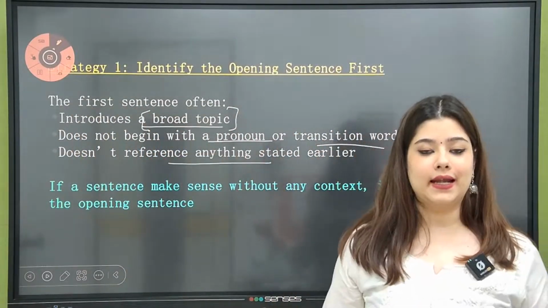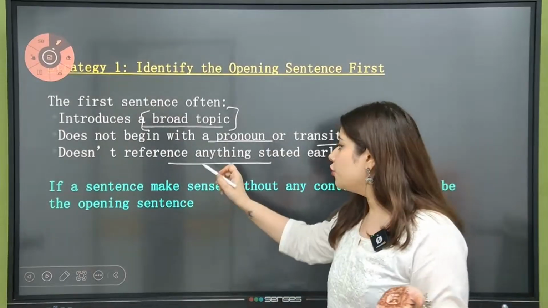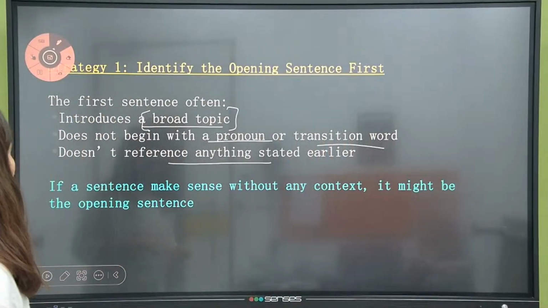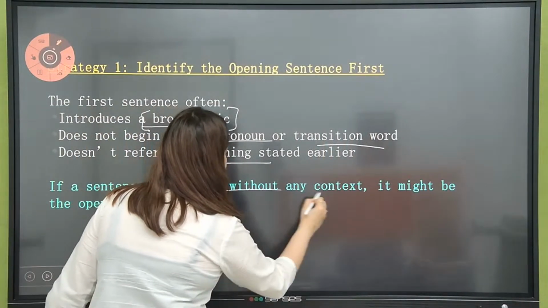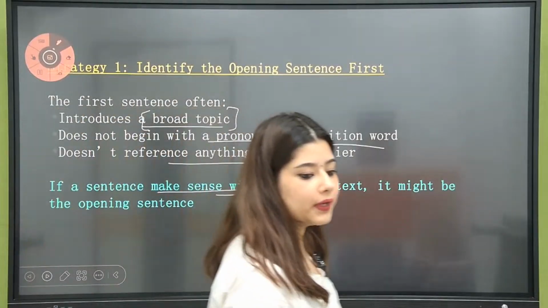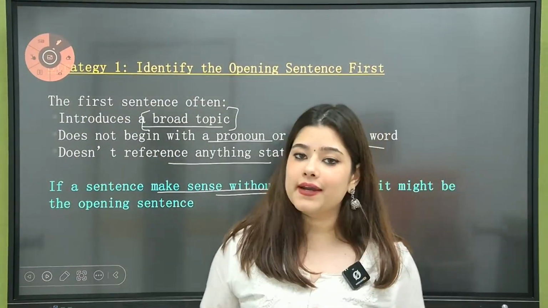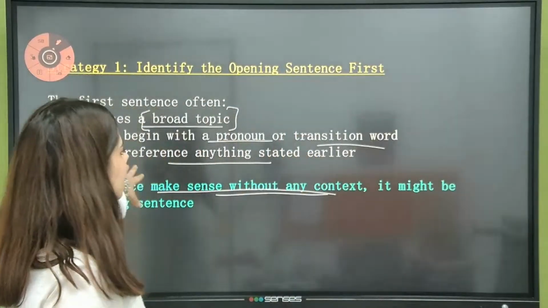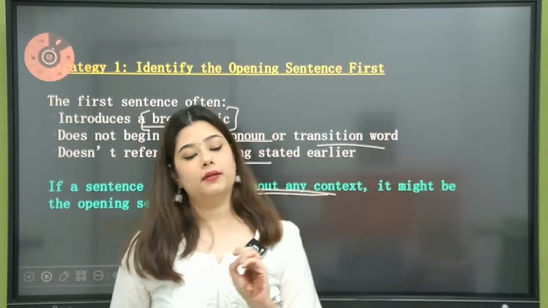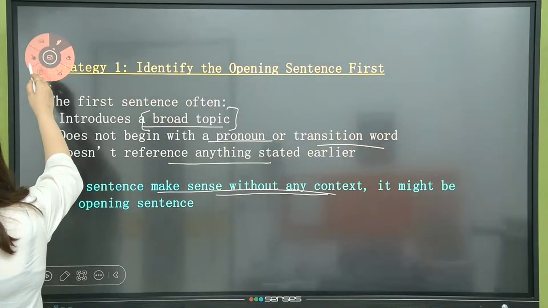An opening sentence should be an introductory thought. It should not relate to something which has been stated earlier. If a sentence makes sense without any prior context, it might be the opening statement. If a sentence makes perfect sense without any prior context, without any reference, then it might be your opening statement, right? Moving on.